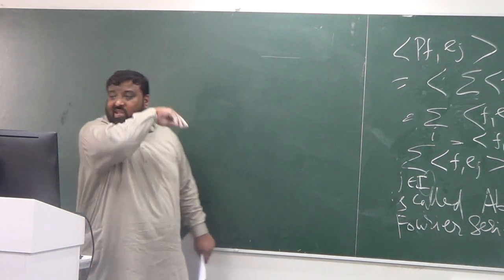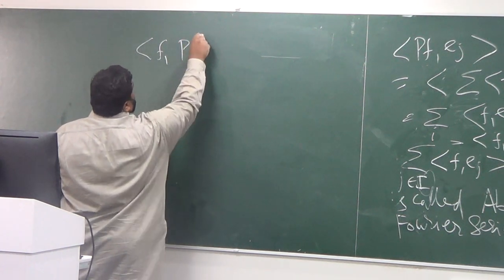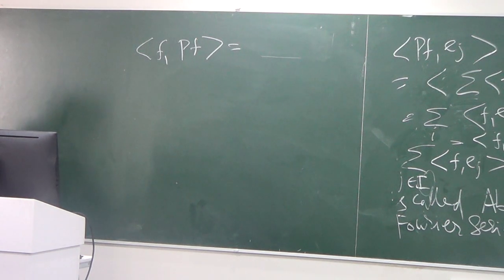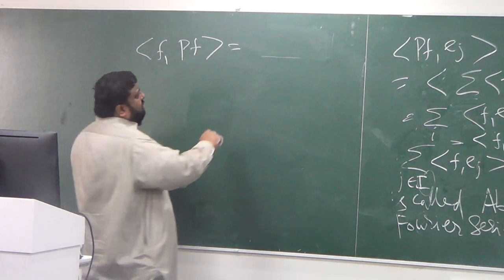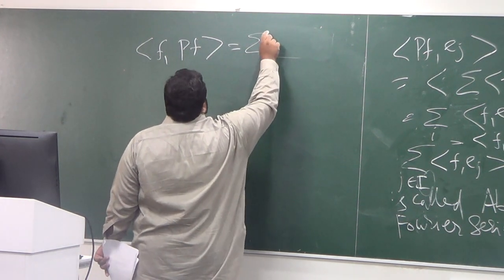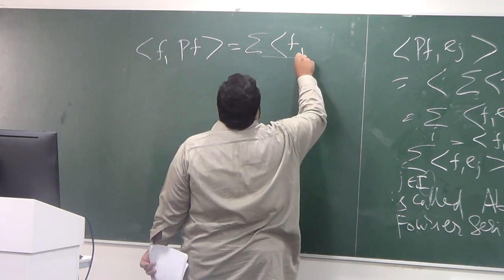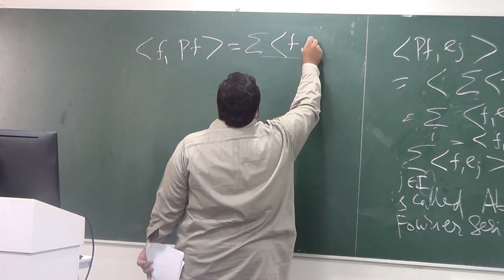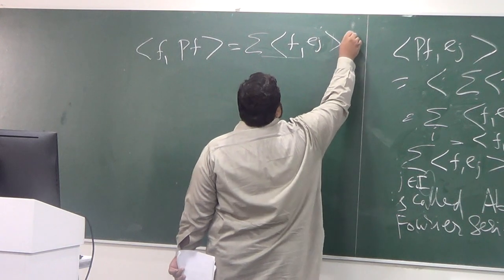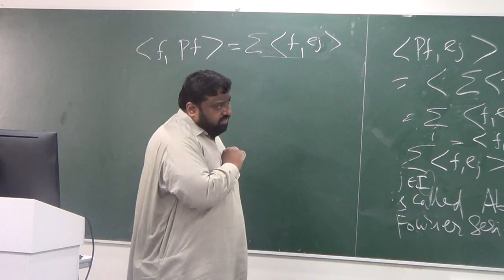Let's take, for example, F and Pf. What are we going to have? A sum, an expansion. Substituting the value of Pf, it's going to be a sum of F, Ej, for example, and I take F, Ej outside.